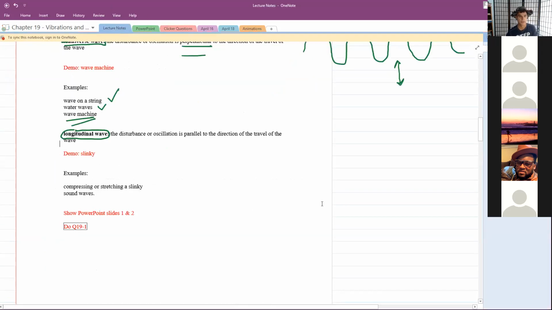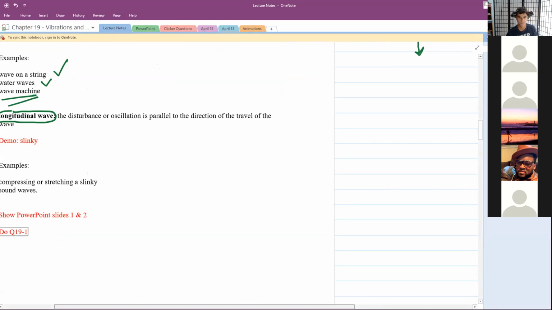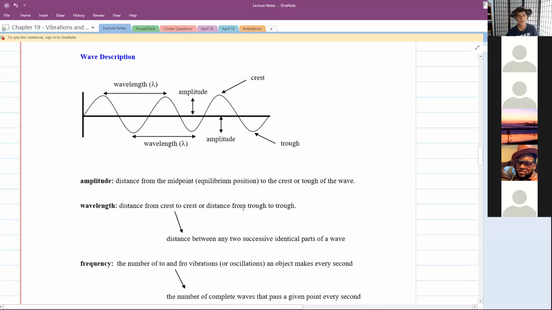Okay, let's go to the lecture notes again. Now what I want to talk about is how do we actually describe a wave? If I had an object moving, if we were looking at Newton's laws, we might describe the object by its mass, how fast it's moving, what direction it's moving, if it's accelerating, things like that. But for a wave, there are specific quantities that we talk about.